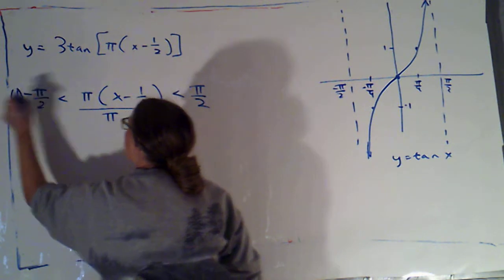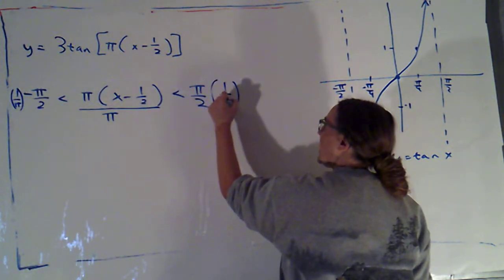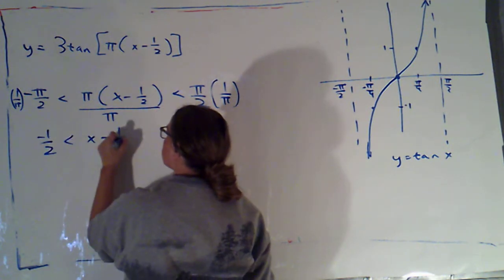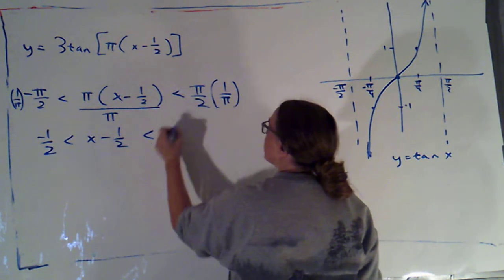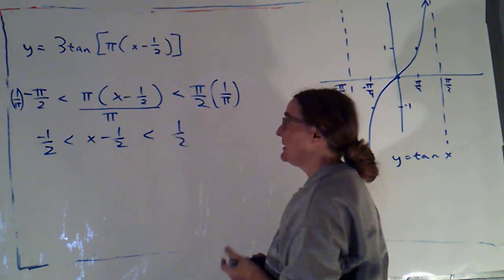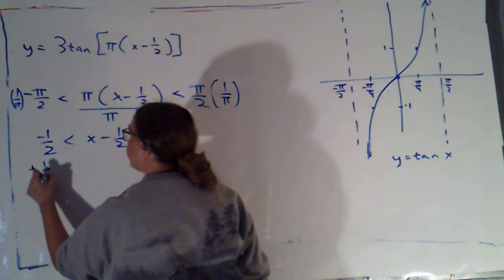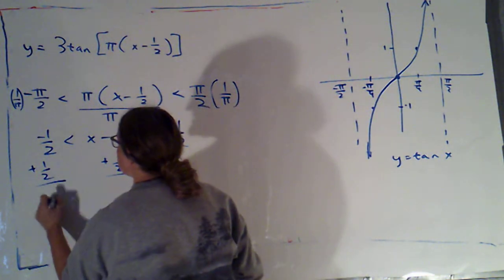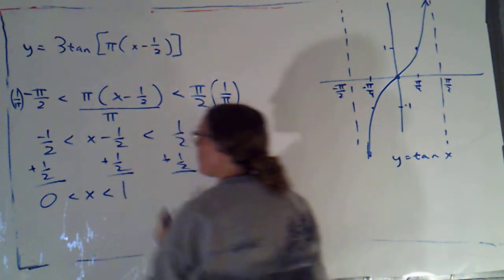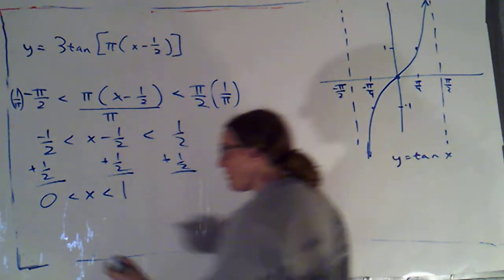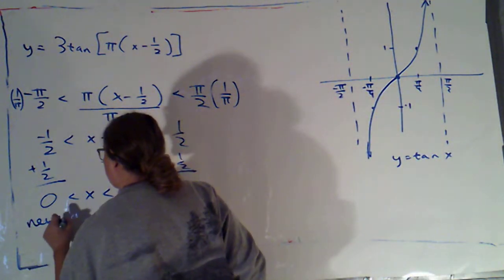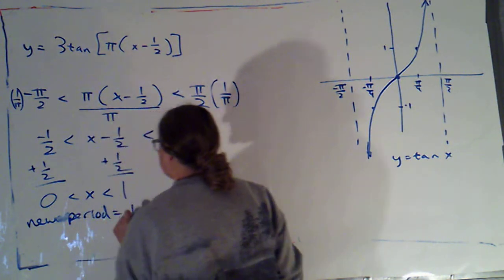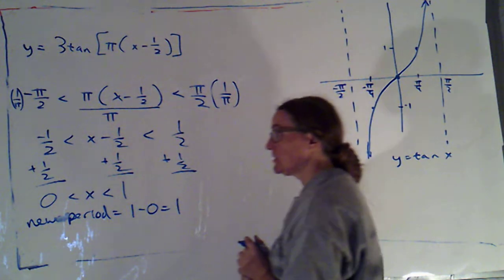That's equivalent to multiplying by 1 over pi, which is kind of nice because those cancel. So I get negative 1/2 is less than x minus 1/2 is less than 1/2. Now I'm going to add 1/2 to each piece. And so I get 0 is less than x is less than 1. Okay. So I can see that my new period is ending point minus starting point, which is 1.